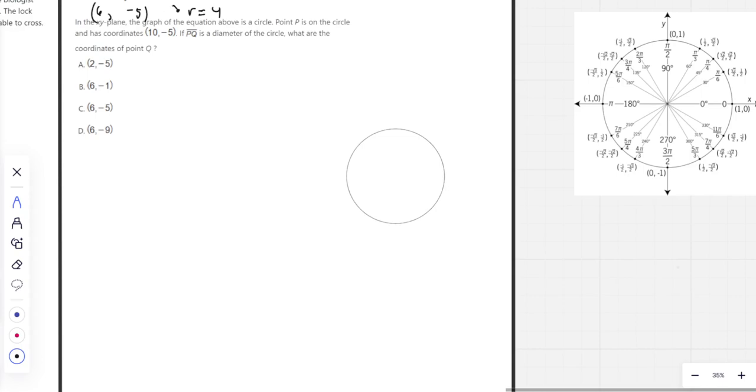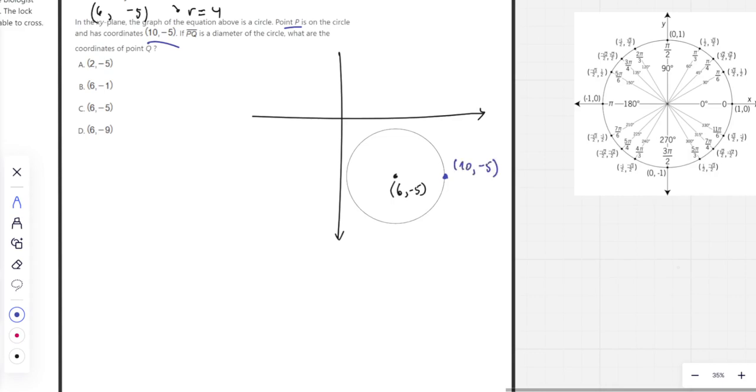squared term. 6, -5, that's going to be right here as the center of the circle, meaning that the axes look sort of like this. Hold on. Like this. Okay, and then we have point P is on the circle with 10, -5. That's just at one end of the radius.